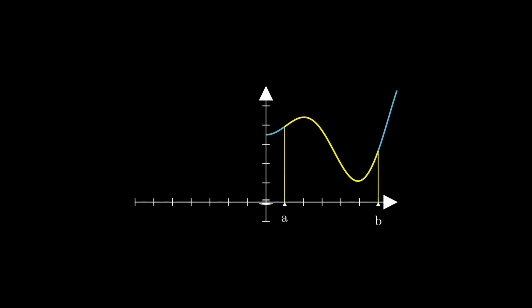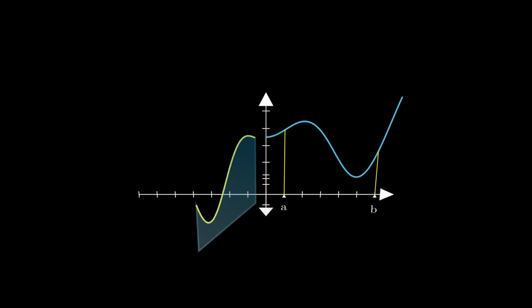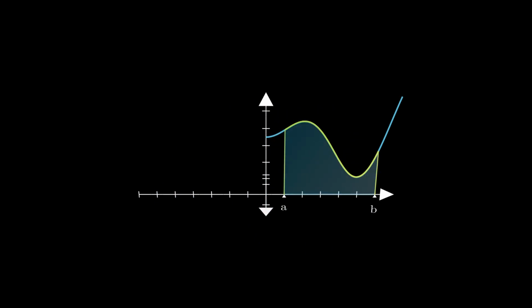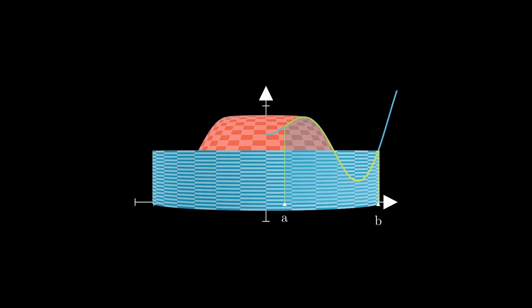Say, meron tayong ganitong function. Then we consider this region, tapos bubuo tayo ng solid of revolution by revolving this region about the y-axis. Maybe we can visualize yung result ourselves, no? And it makes sense naman na ganito yung magiging result niya.